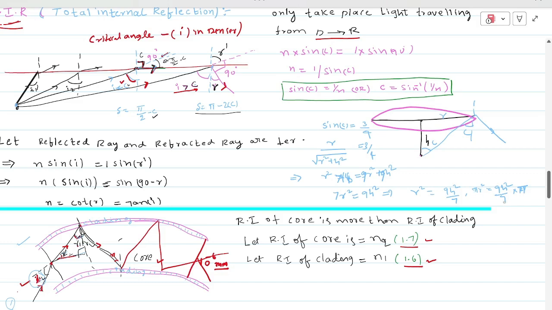Now pi and 9 by 7 are constant values, because in the water medium, if H increases, the area also increases. It can see more area if it goes deeper.